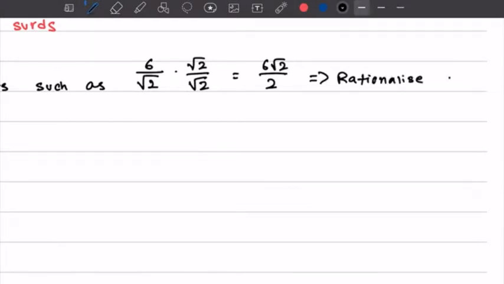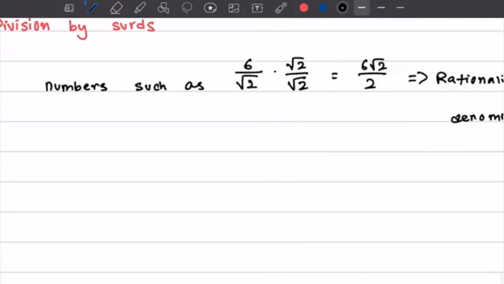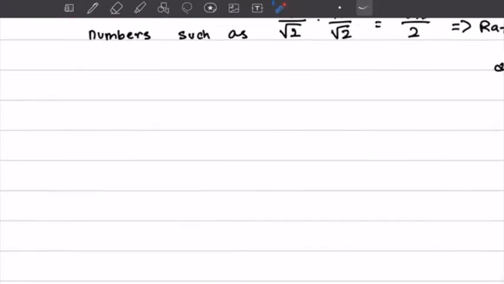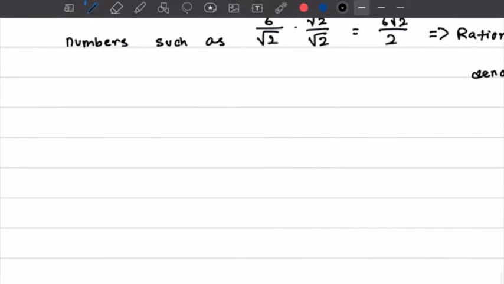Rationalize the denominator. If you ever see a surd whose denominator has a square root, always rationalize it like this. This is the basic process of it. Let's look at a quick example question.